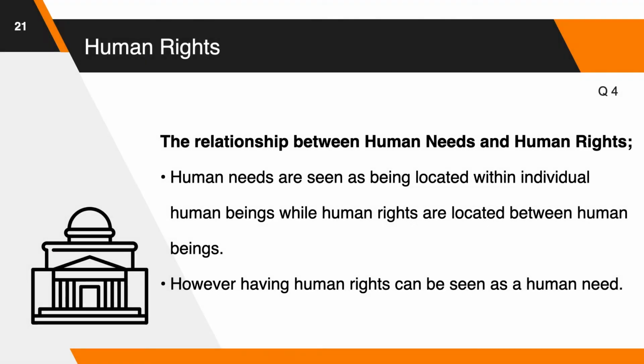We want to look at human rights, and let's have a look at the relationship between human needs and human rights. Human needs are seen as being located within an individual human being, while human rights are located between human beings, how they treat each other, the respect, etc. So that should help you with question 4.